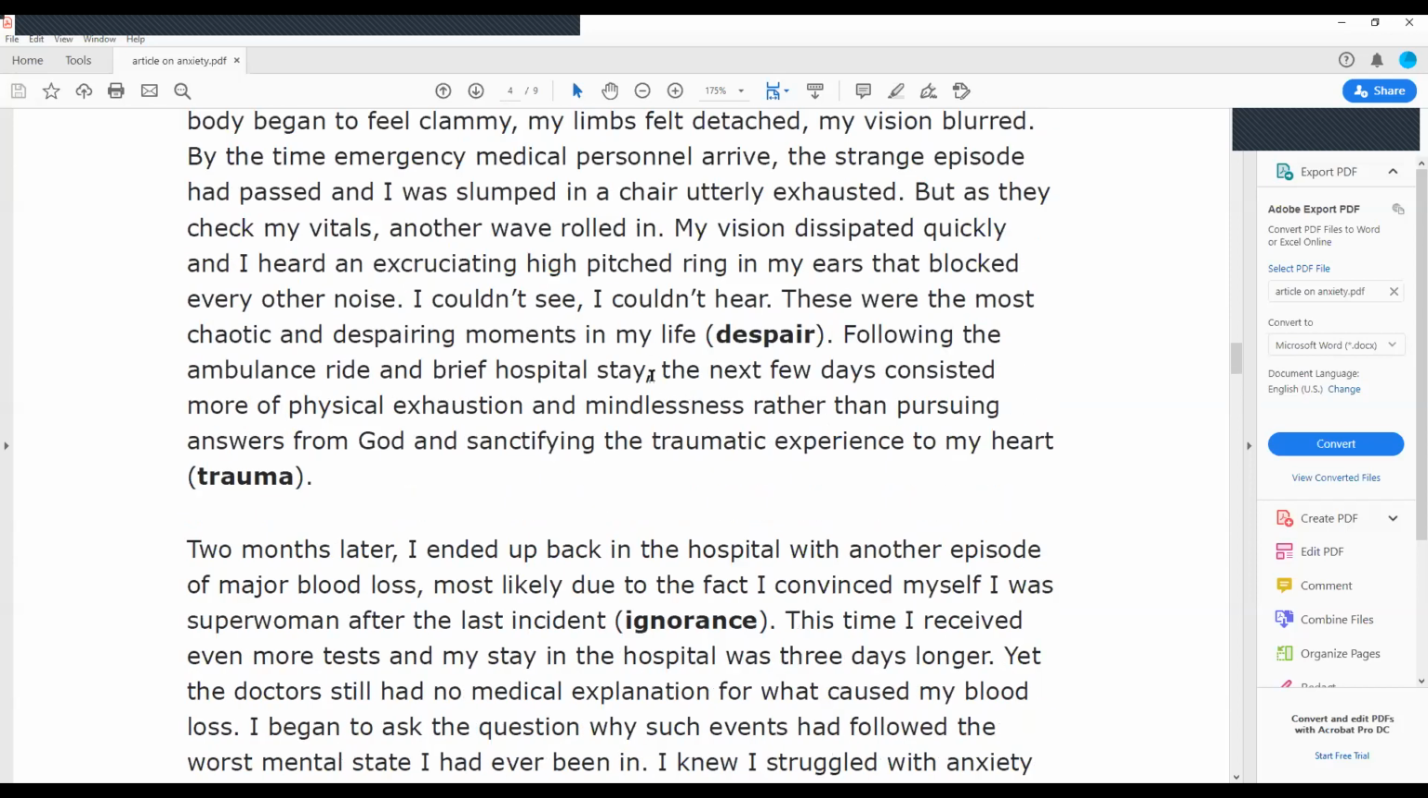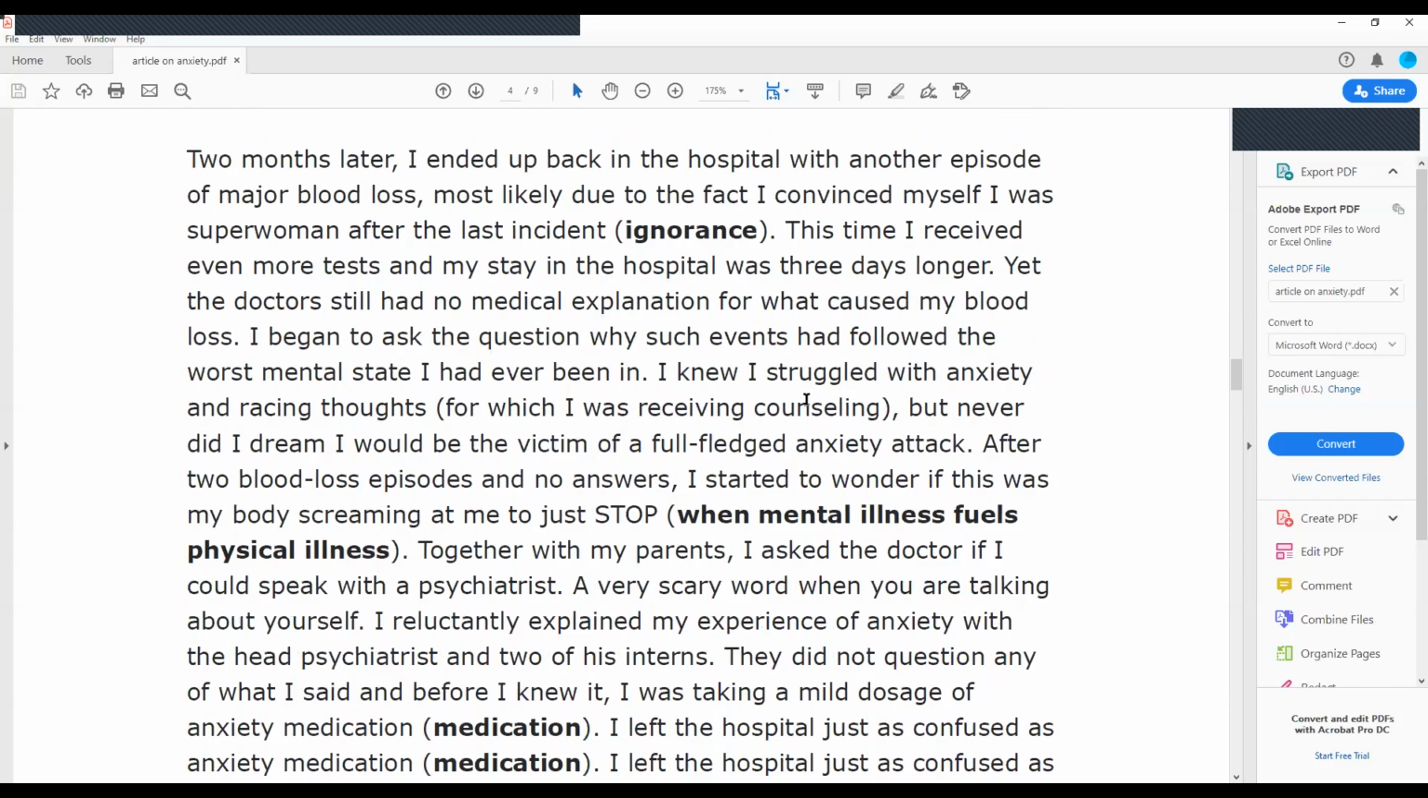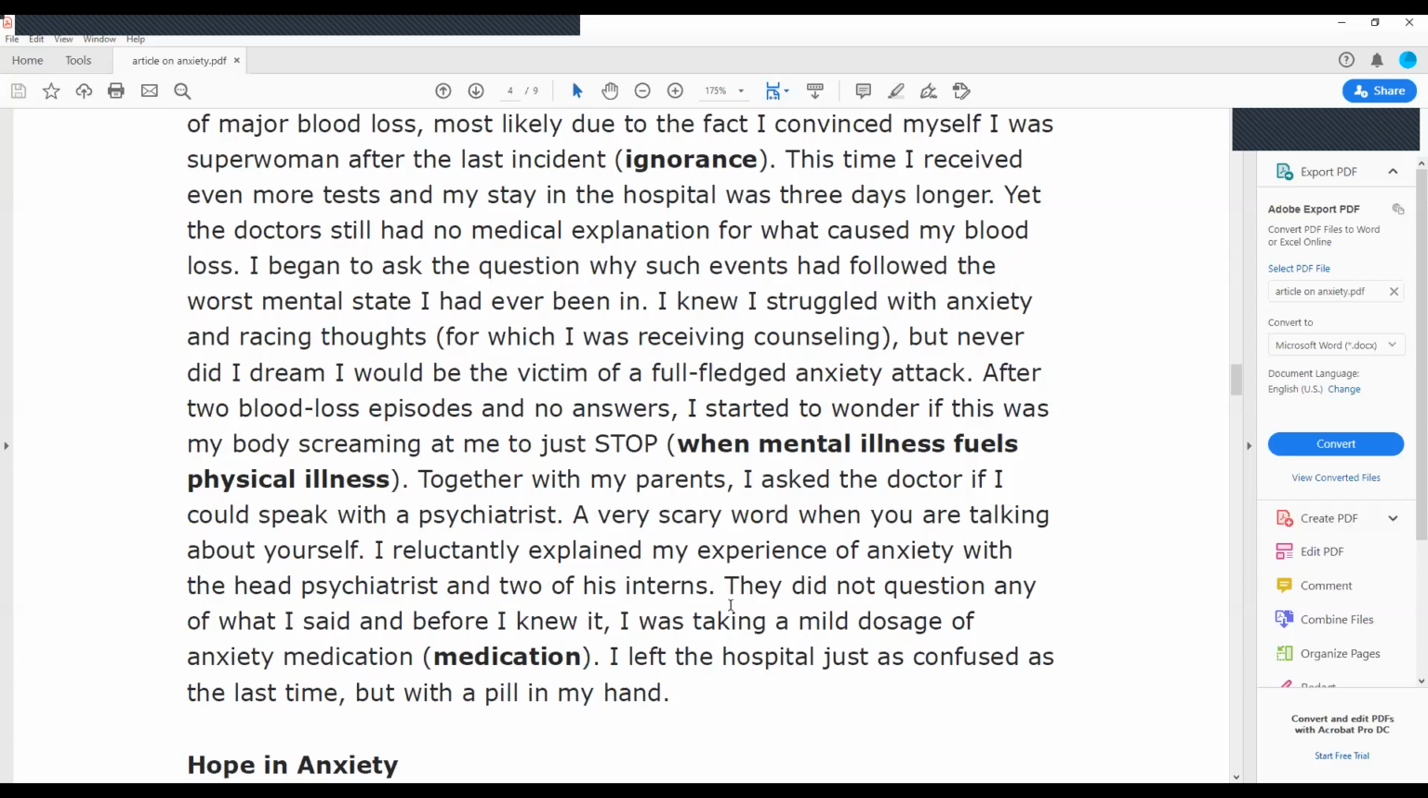Then despair, trauma. She tried to go back to doing things as she had done before, like, I'm through this, I'm over it. And because of her ignorance, it happened again. And here's a key: when mental illness fuels physical illness. A lot of people struggle with anxiety or depression, and then it manifests itself physically. If you have too much stress, you'll have extreme stomach pain or headaches or other physical things that your body's telling you your mind's not right.